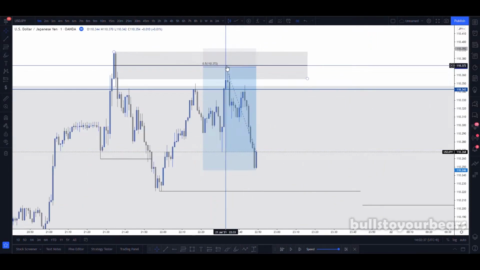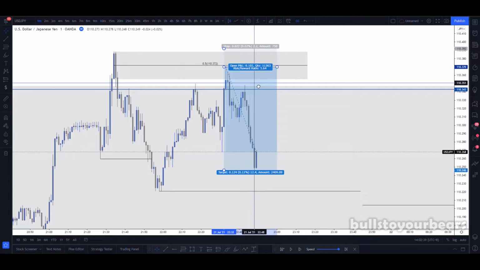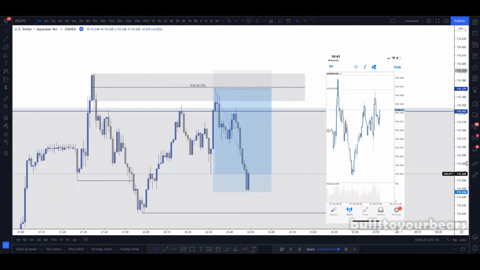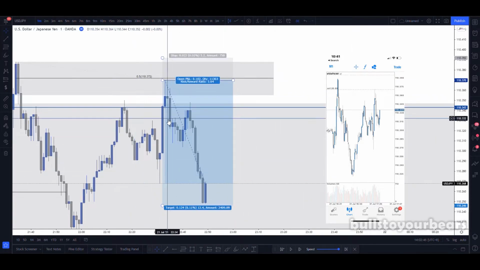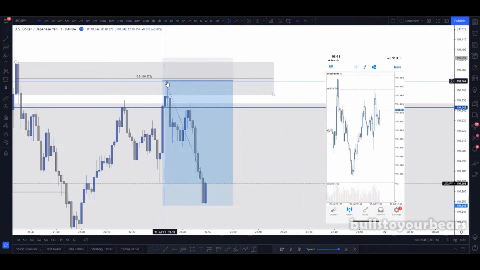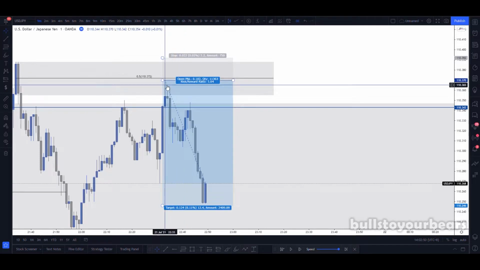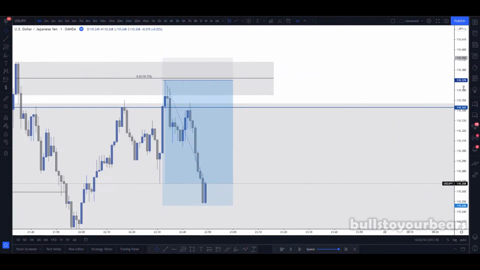On the screenshot, you can see that I entered a pip off the point. I'm not sure why I entered here. Oh, yeah, I remember now. This was a whole number. Look at the high here. This came in at 110370. It tapped in nicely.